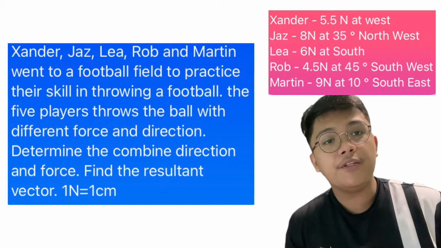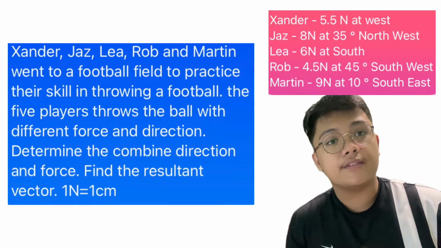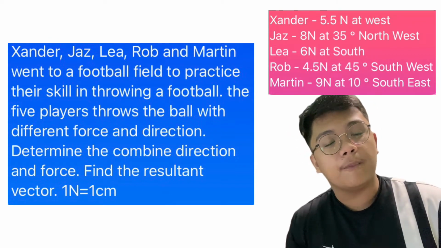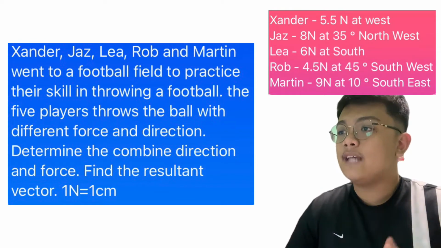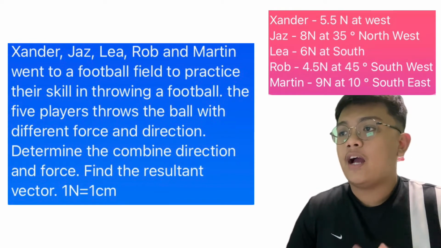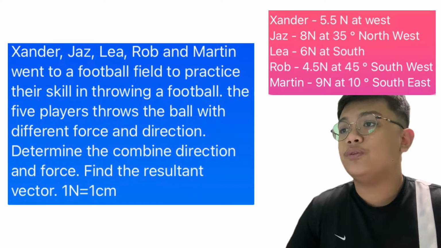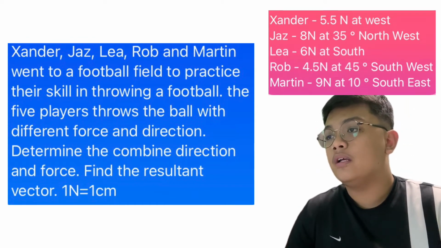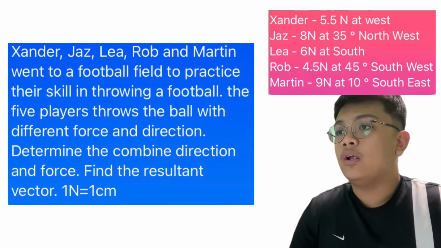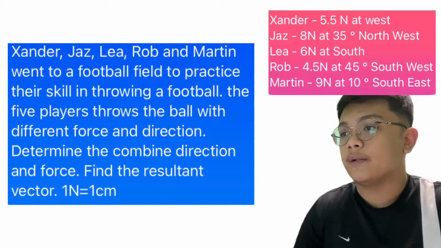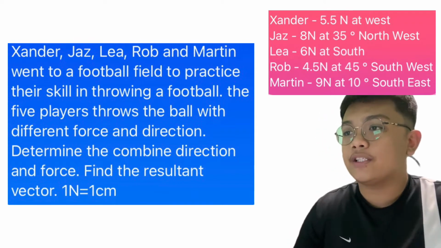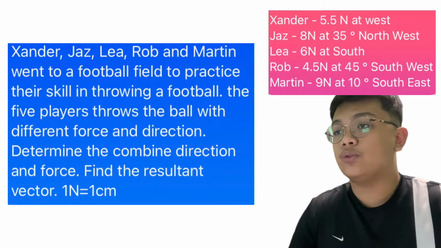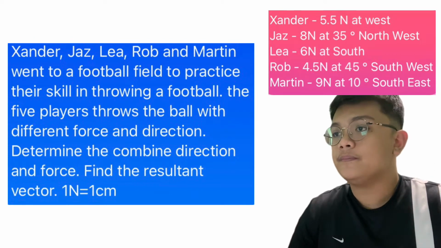Proceeding to the problem, here is the problem that we need to solve by the graphical and component methods. Take a look. Sander, Jazz, Leia, Rob, and Martin went to a football field to practice their skills in throwing a football. The 5 players throw the ball with different force and direction. Determine the combined direction and force. Find the resultant vector. 1 is equivalent to 1 centimeter.